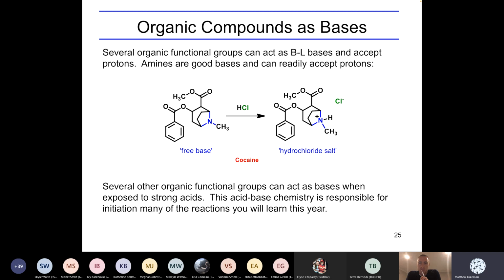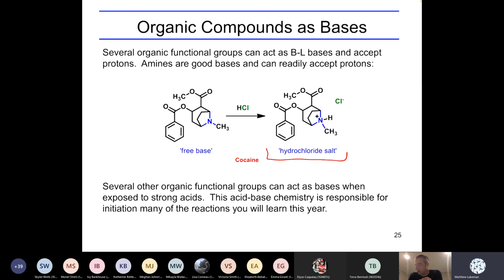So actually, if you buy cocaine, none of you should, but when cocaine is sold, it's actually sold as the hydrochloride salt on the right. And what some people do when they use it is they mix it with base. So you mix it with something like sodium bicarbonate. And if you mix the two together and heat them, you can convert it back to the free base form. So it's sometimes called free basing.